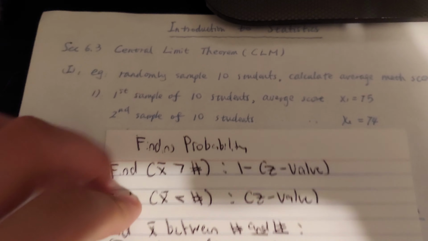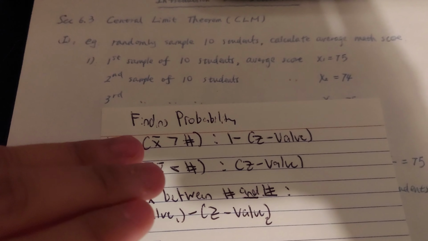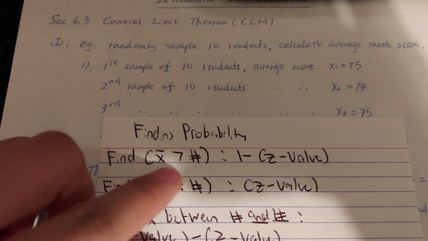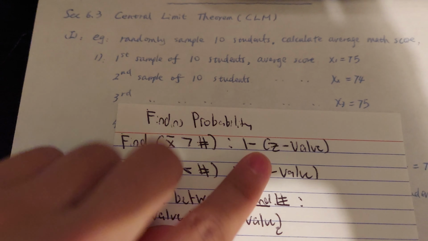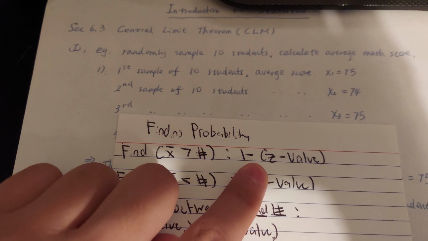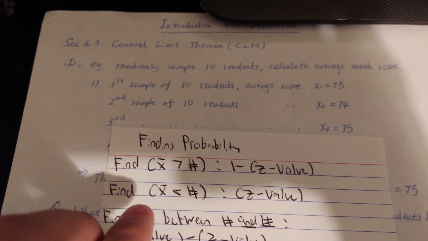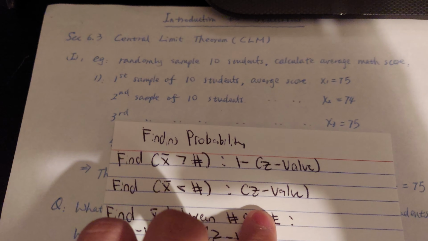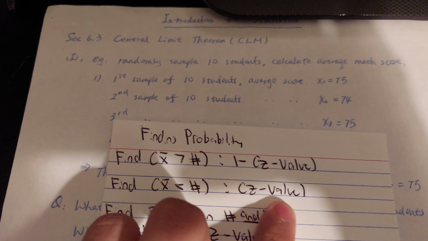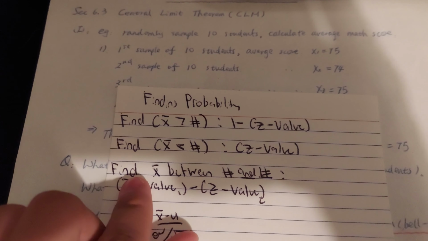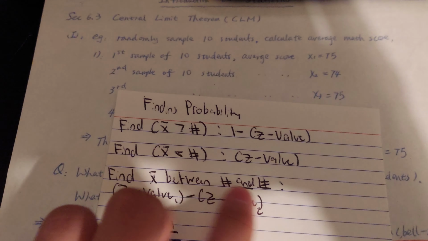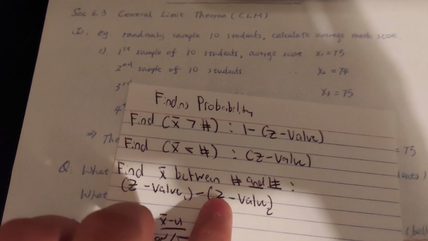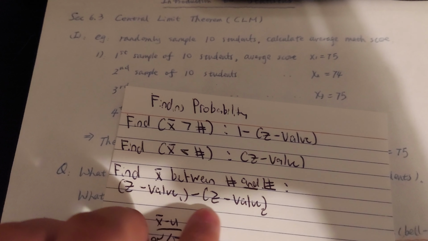Now probability has three different ways of finding it depending on which situation you are in. So we're going to be finding a probability that is greater than a sample mean. That would lead us to be using 1 minus the z-value. We're going to be finding a probability of the mean being less than, then we're going to be just finding the z-value. Now we're going to be finding the sample mean between a number and a number. We would be using the greater z-value minus the lesser z-value, or z-value 1, z-value 2.